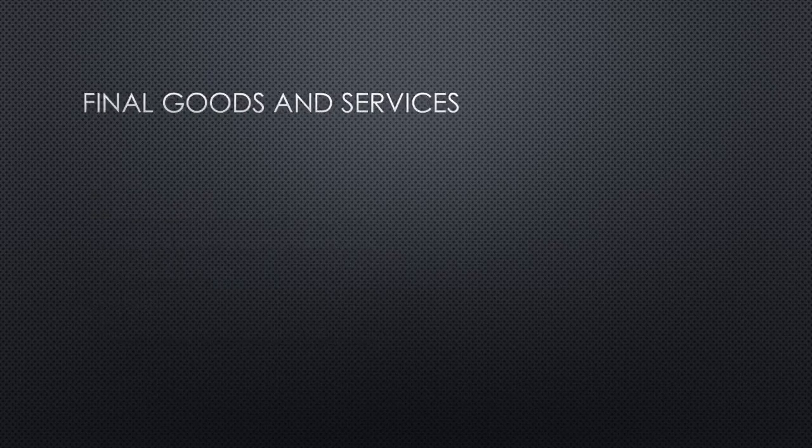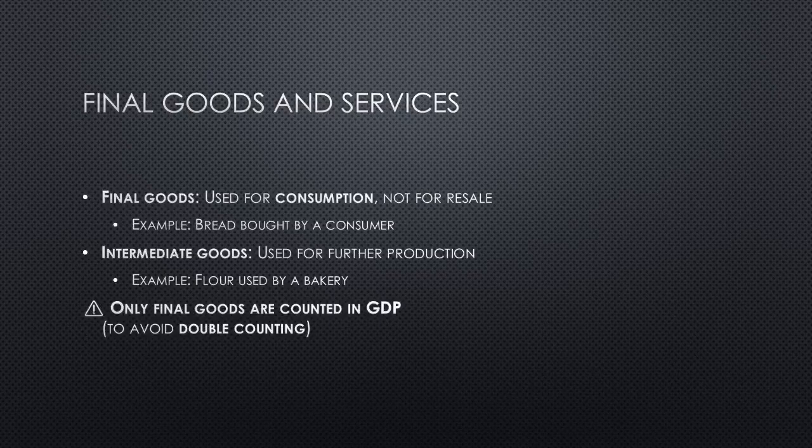Now we'll look into final goods and services. Only final goods are counted in GDP. Bread bought by a consumer is a final good. Flour used by a bakery is an intermediate good. If we count both, the same value gets counted twice. This problem is called double counting, which GDP avoids.